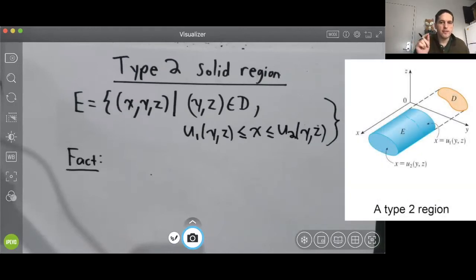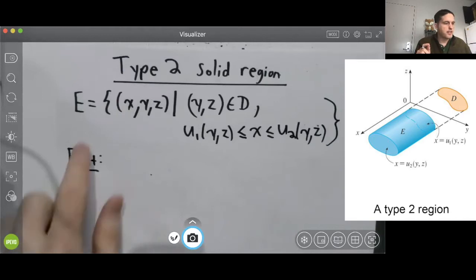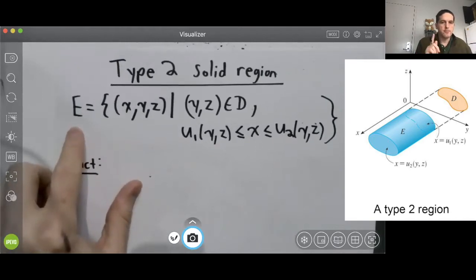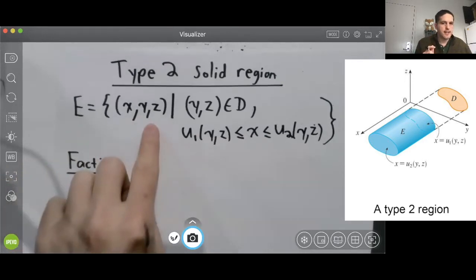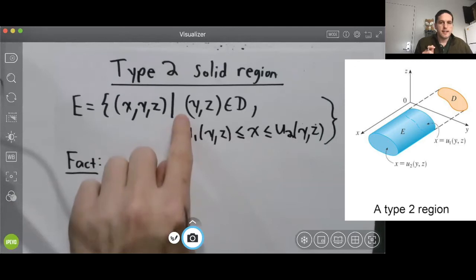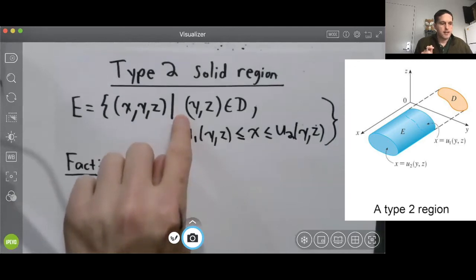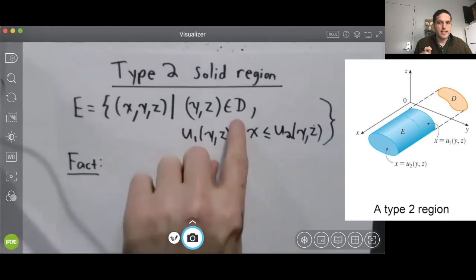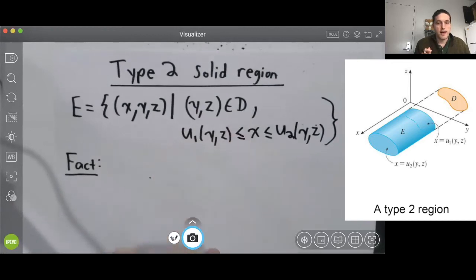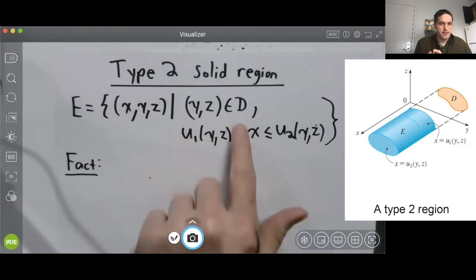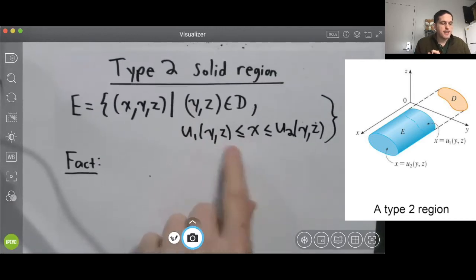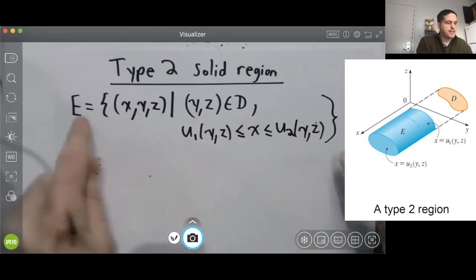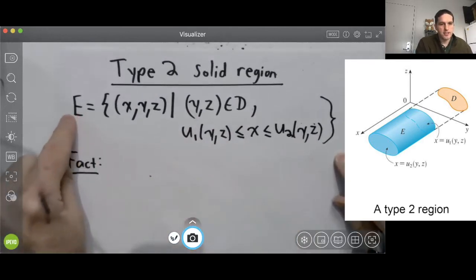Suppose we want to integrate a function of 3 variables over a solid region E, which is a type 2 solid, meaning it can be described like this. E is the set of all points x, y, z, such that the point y comma z belongs to D, and here D is the projection of E onto the YZ plane, and so the point YZ belongs to D, and X is in between U1 of YZ and U2 of YZ. This is how a type 2 solid can be described.